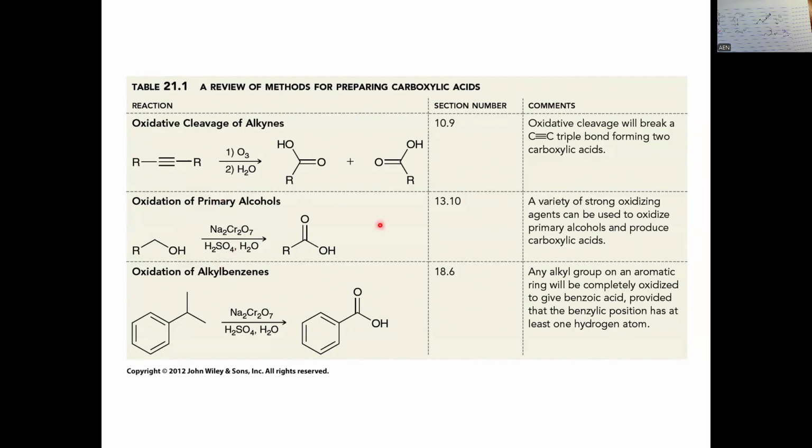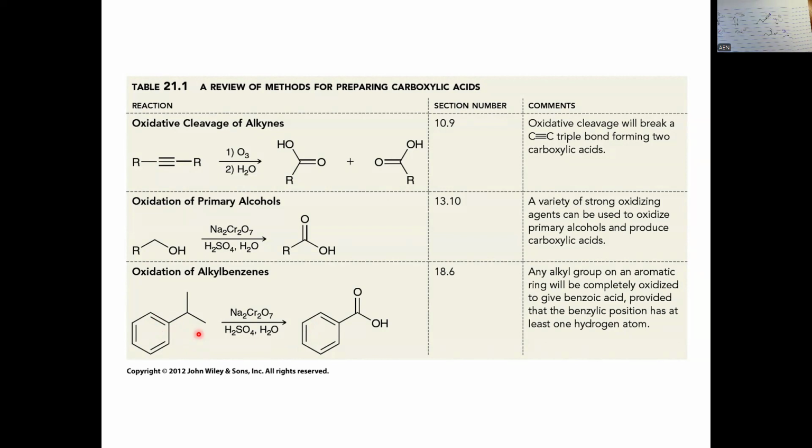Another way to make carboxylic acid that we learned was from primary alcohols, right? Oxidation of a primary alcohol. You have a primary alcohol with sodium dichromate, sulfuric acid, and water. You will get the carboxylic acid. In this case, you retain the number of carbons. Here, no. You are decreasing the number of carbons, so be very careful when you use this particular reaction.